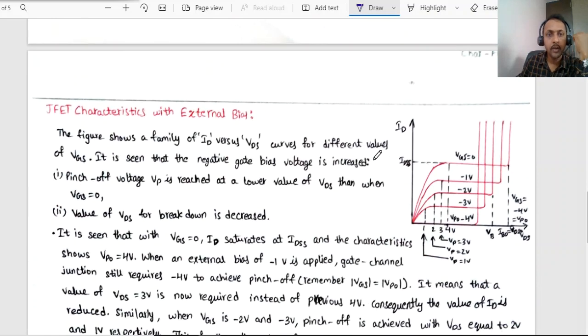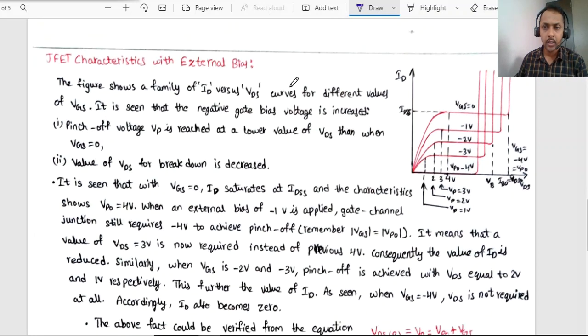Now JFET characteristics when an external bias is applied. In the previous videos, or if you have not yet watched the biasing of a JFET, please watch what the different biasing techniques are. One is the self bias, source bias, or with some potential divider circuit. Nothing but the application of some DC voltage in order to maintain the voltage and current across the device.